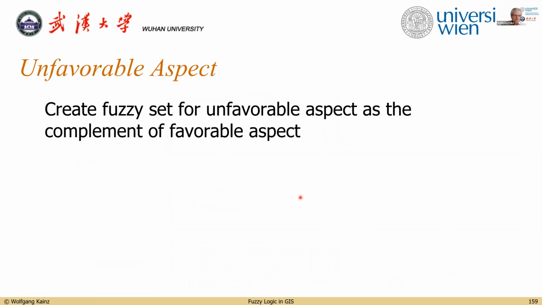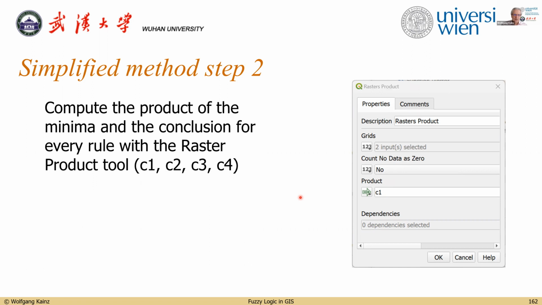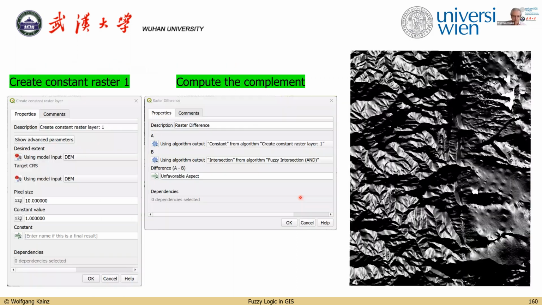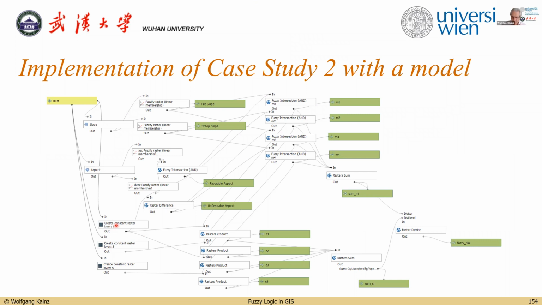And in the next step, we have to compute the conclusion values, taking the conclusions of our individual rules with the minima. So we have to compute the product of the minima and the conclusion values of every rule. Now again, for the first rule, it would be M1, the minimum that we computed for the first rule, multiplied with the conclusion value of rule number 1, and the conclusion value of rule number 1 was 1, so it will be our constant raster number 1.